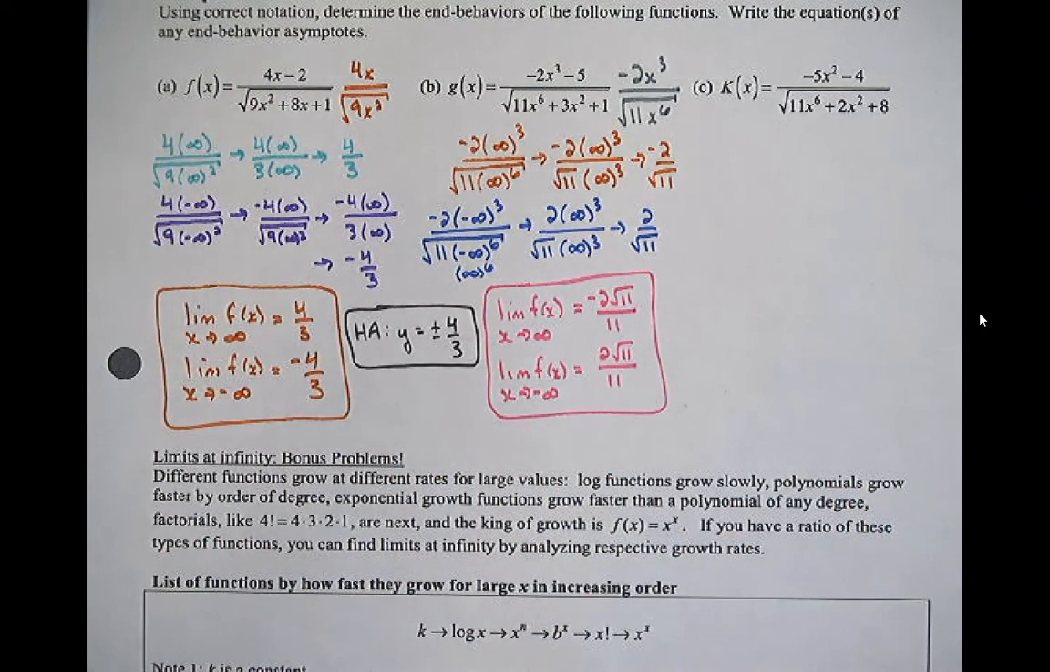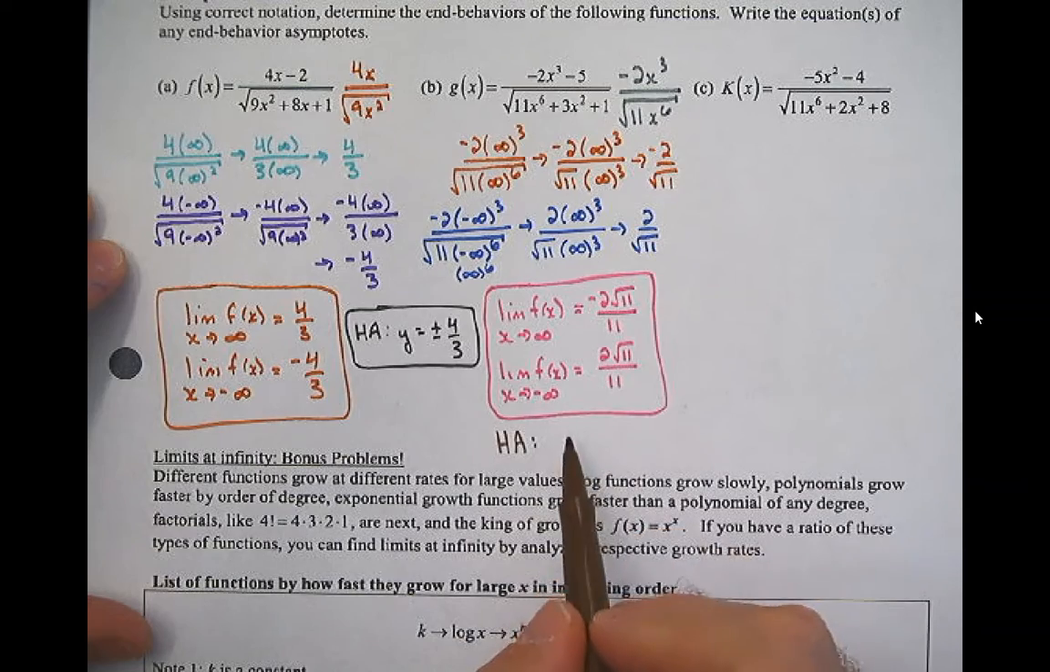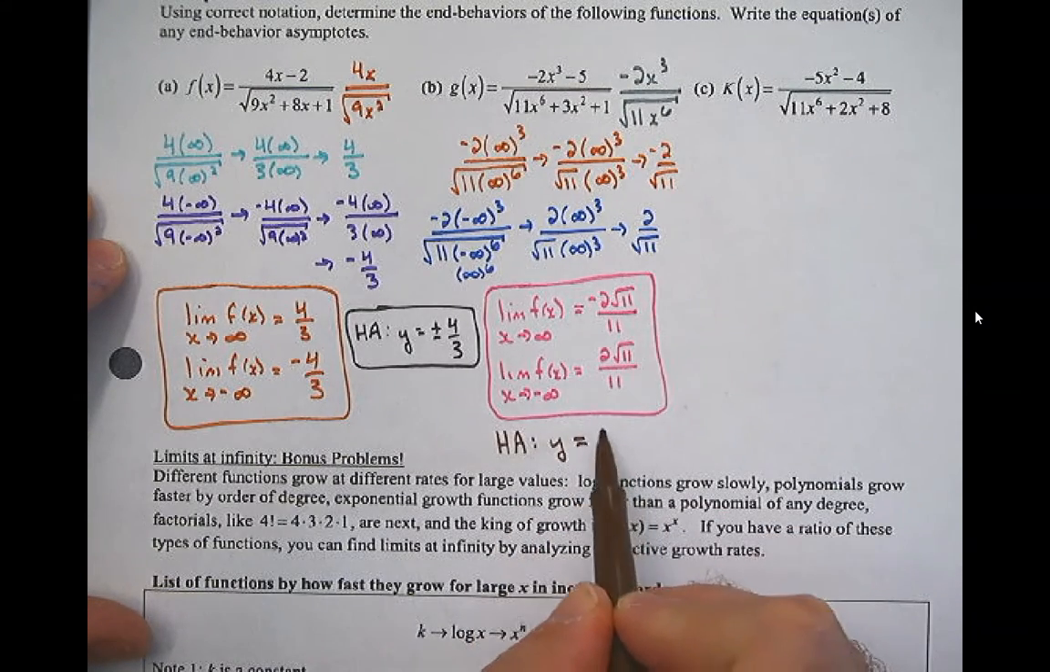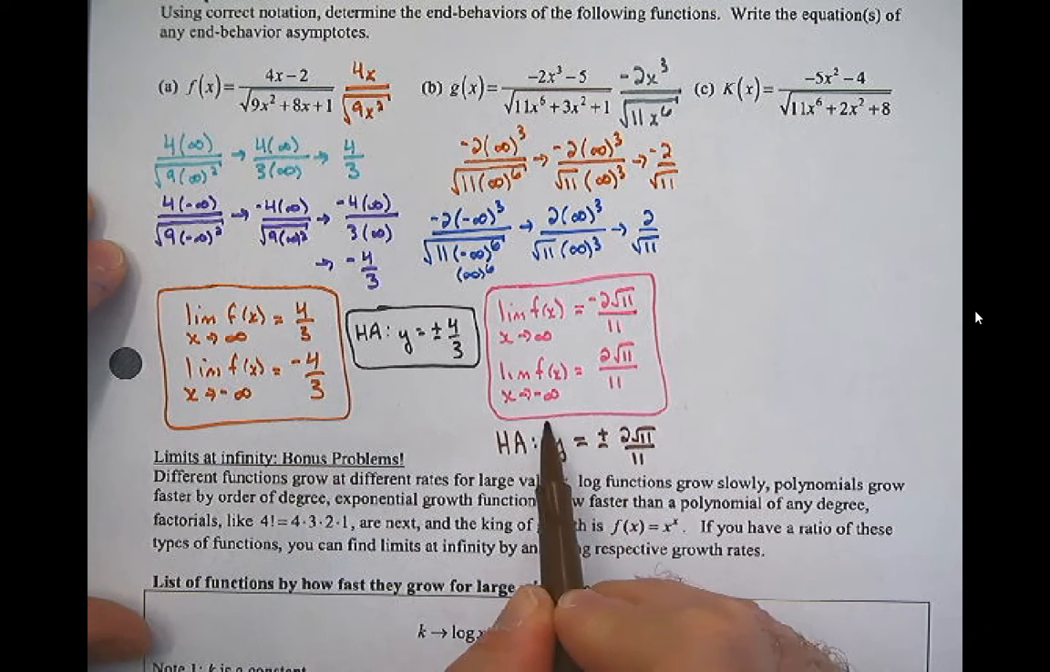Now, if that was a multiple choice, you wouldn't have an option. You'd have to clean it up. Do we have any HAs? Well, do we have any limits? If we have a limit, you have HAs. So my HAs are those two values. So I'm just going to say plus or minus 2 root 11 over 11.